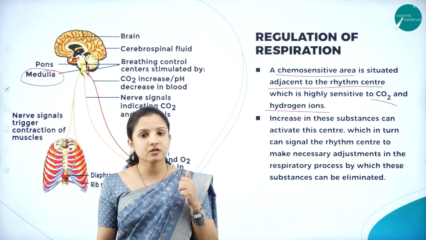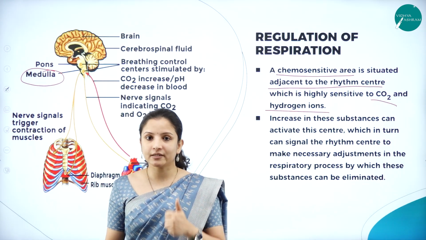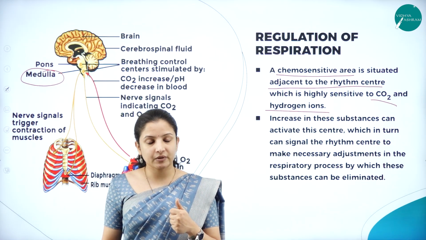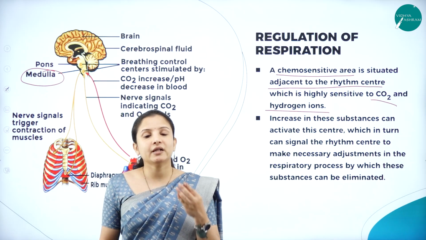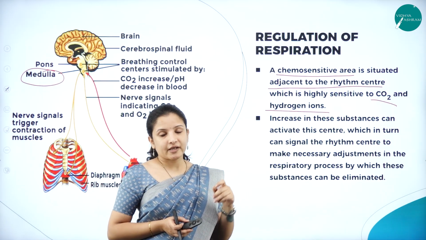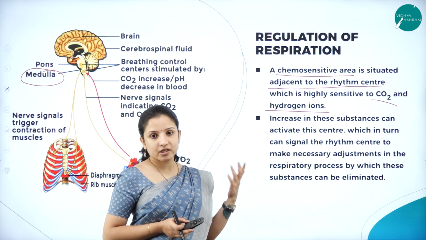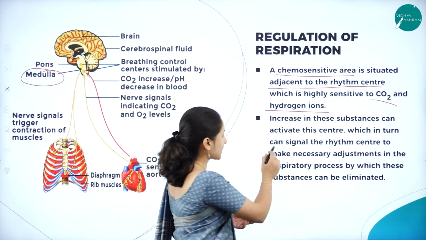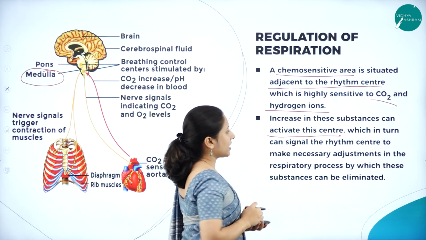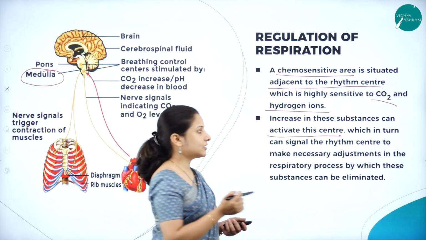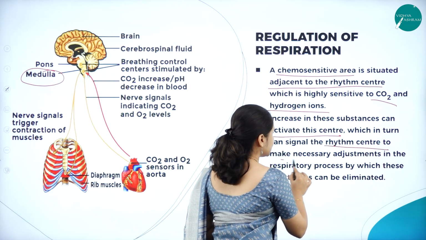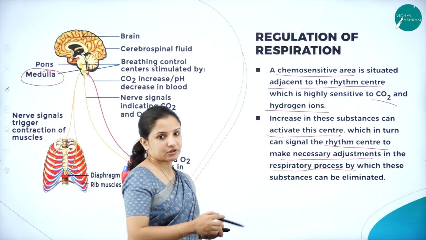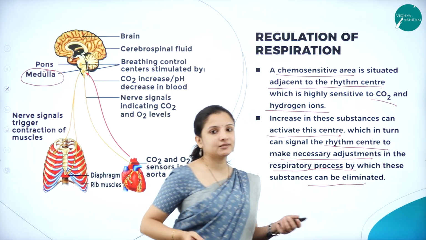So, for inspiration, which is the region that helps? The pons and the medulla region of the brain. The medulla is called the rhythm center of the brain. For expiration, what actually helps? It is the chemosensitive area present near the medulla region that helps in the expiration process. So, an increase in these substances will activate the chemosensitive area, which in turn can signal the rhythm center to make the necessary adjustment in the respiratory process, by which these substances can be eliminated. So it is easily understood.